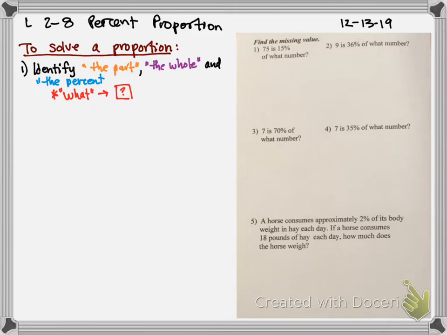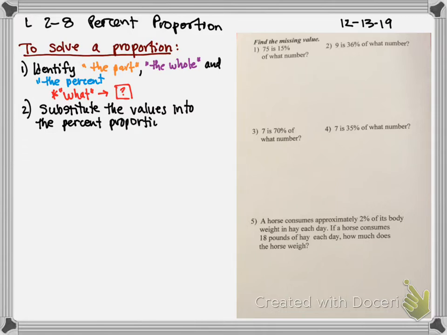All right, next, once we've identified them, we're going to place them into that percent proportion. So we're going to substitute the values into the percent proportion. Okay, so it looks like this. It always has 100 at the bottom on the right side because that's where the percent number goes.